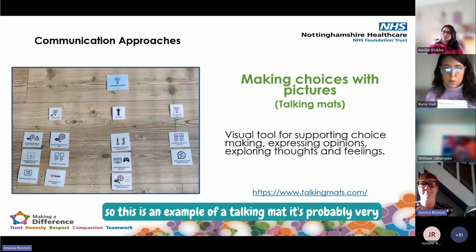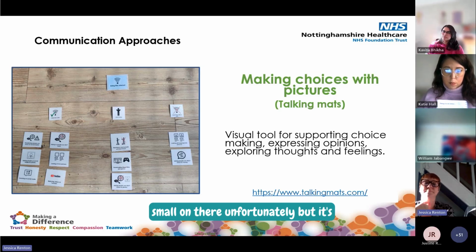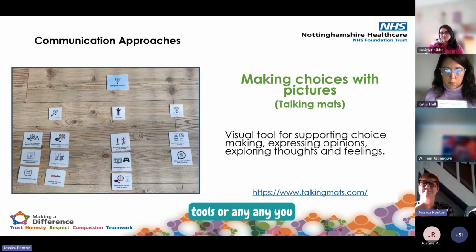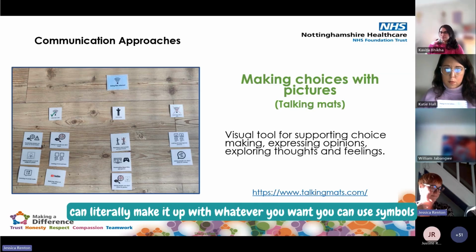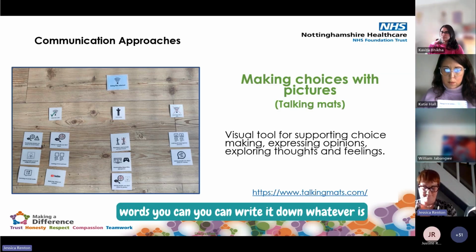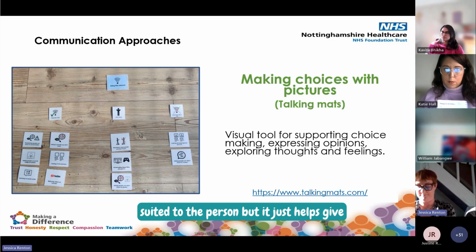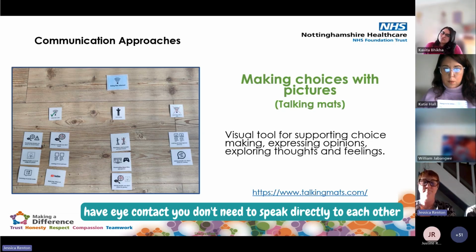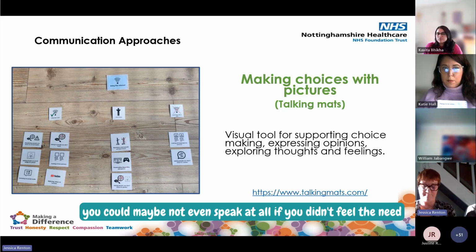Another one is a talking mat. It's probably very small on there, unfortunately, but you could do a talking mat anywhere. You don't need any fancy tools, you can literally make it up with whatever you want. You can use symbols, photos, or words, you can write it down, whatever is suited to the person, but it just helps give time to build a relationship with people that find direct communication difficult. You don't have to have eye contact, you don't need to speak directly to each other. You could maybe not even speak at all if you didn't feel the need to.